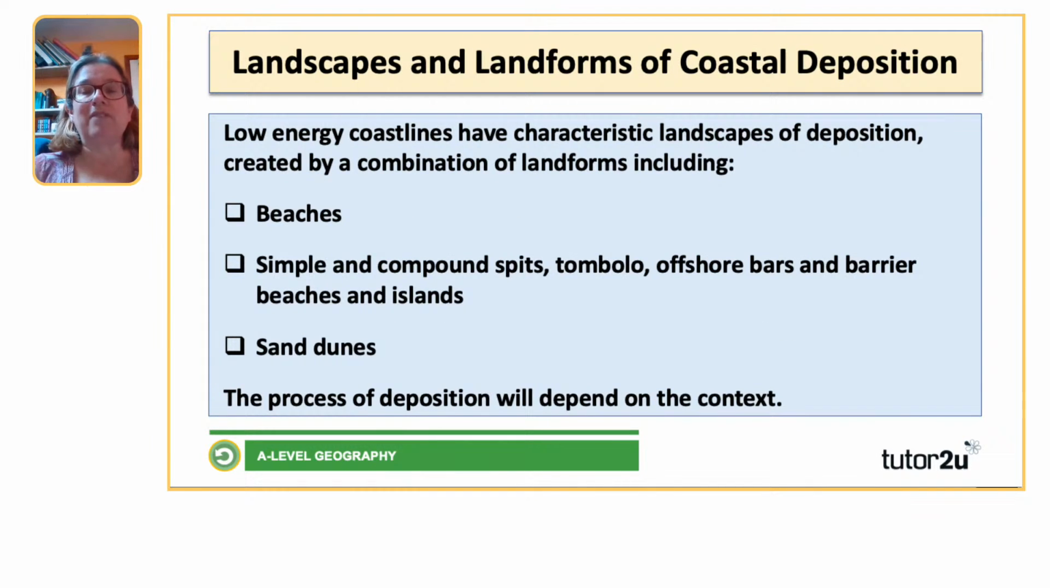Now, of course, we've got landforms of coastal deposition as well. And low energy coastlines, again, will have characteristic landscapes. And these will be created by combinations of depositional features, such as beaches. We also need to make sure we know about simple and compound spits, tombolos, offshore bars, and barrier beaches and islands. And then slightly different, but still looking at deposition, we have sand dunes, because of course when we're looking at sand dunes, we're thinking they are slightly inland, and so they are going to be depending on the transportation through the wind, through the aeolian processes, rather than being so much to do with the action of the waves.